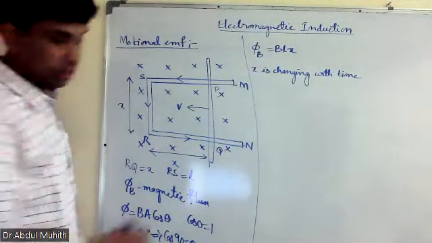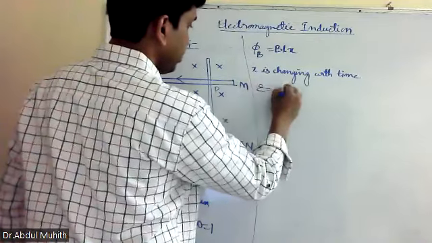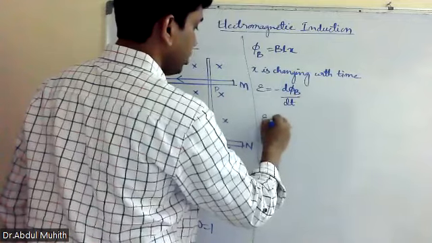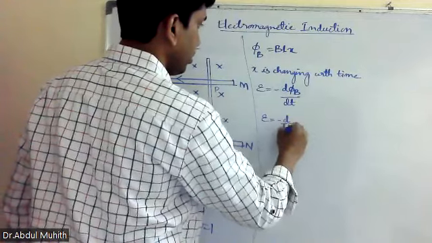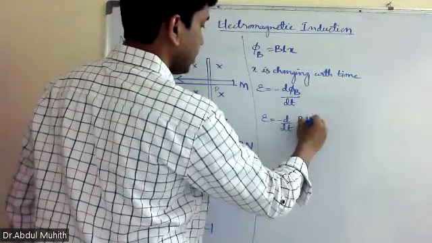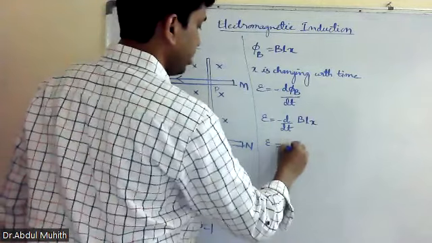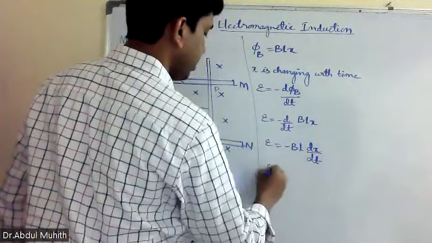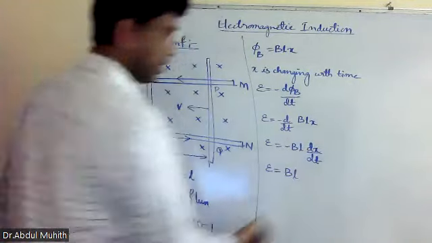So therefore, E is equal to minus d phi b by dt, which is equal to minus d by dt of BLx. Here x is the only changing value, and minus BL is constant, dx by dt. What is dx by dt? dx by dt is v.